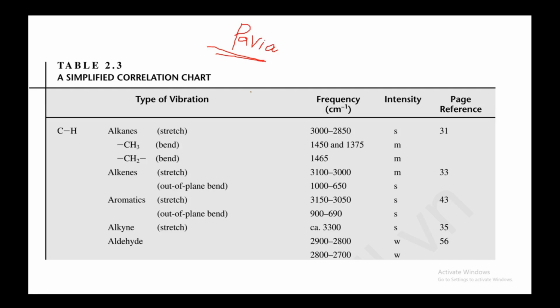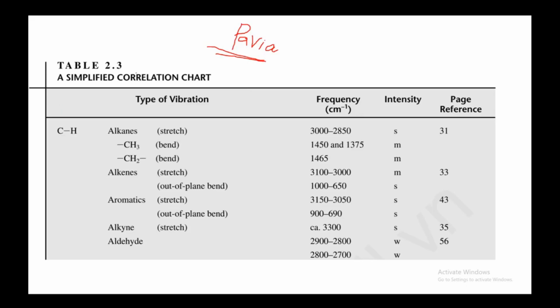So you try to memorize this table, and if you want to learn about the principle and basics of IR spectroscopy, then please go back and watch my previous videos. But in this video I'll give you clear and easy identification points for organic functional groups or bonds, so that you can identify them relatively quickly.